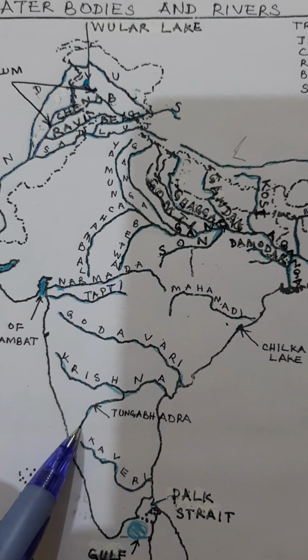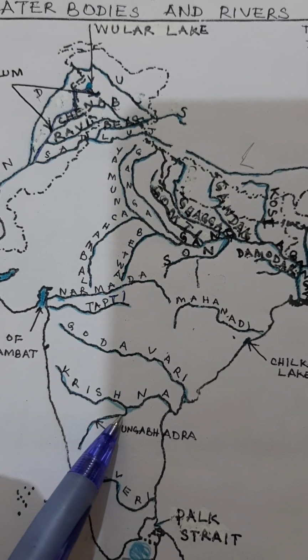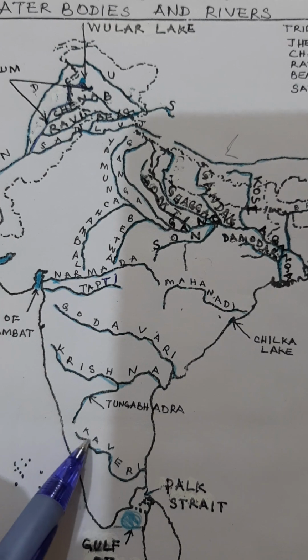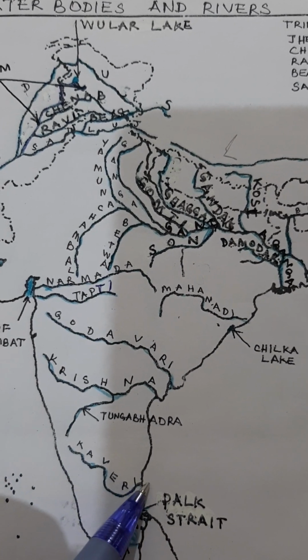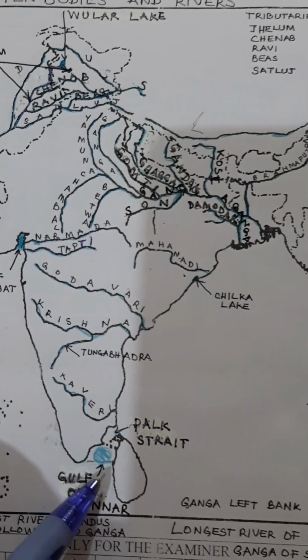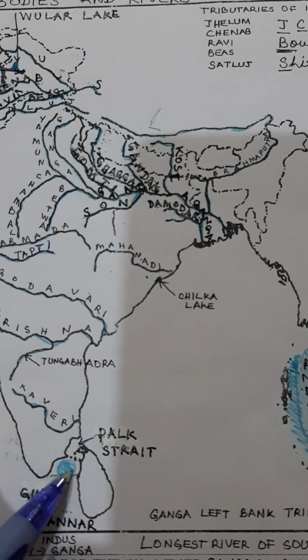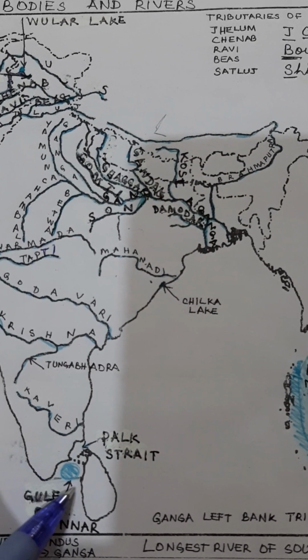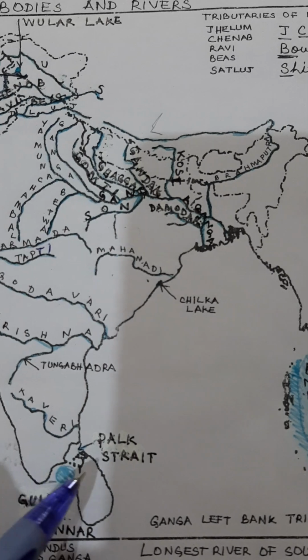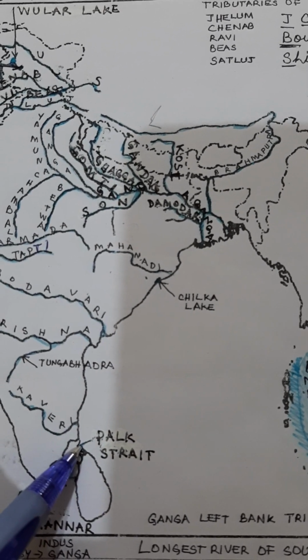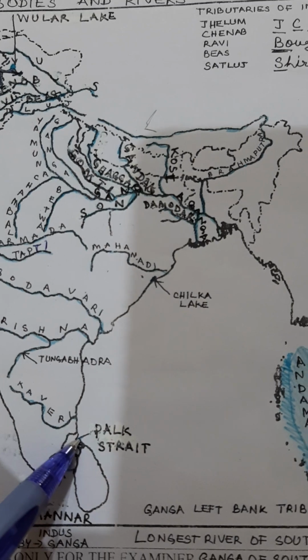Then this one, this is a tributary and it joins river Krishna at this point. This is Tungabhadra. Next we have river Kaveri. This is river Kaveri. Okay, then we have a gulf. Now this area, this gulf here is called the Gulf of Mannar. It separates India from Sri Lanka. And this one, this arrow, this point here, it's a very narrow portion. This is Palk Strait.